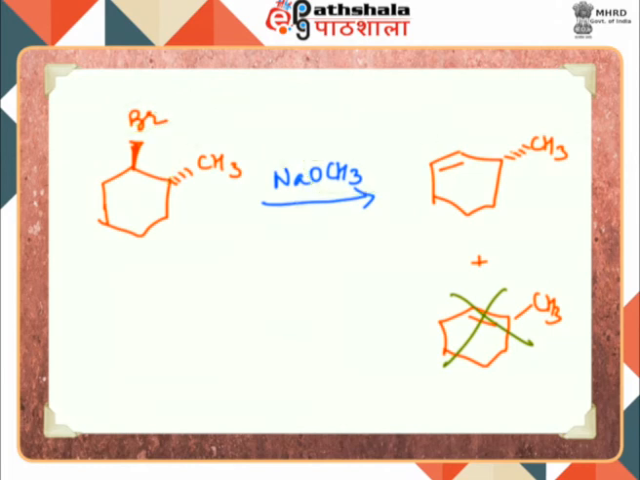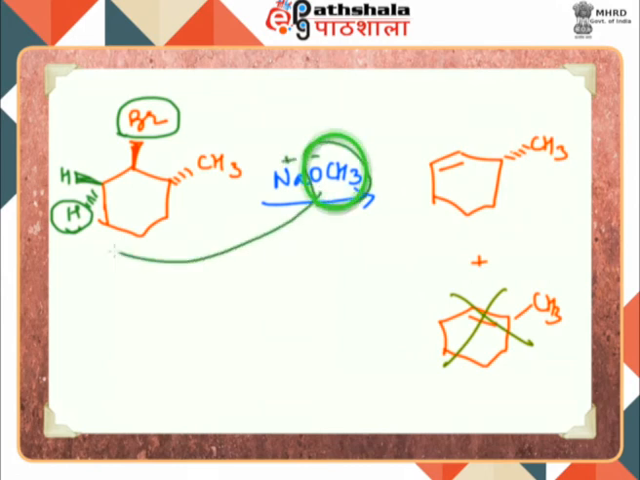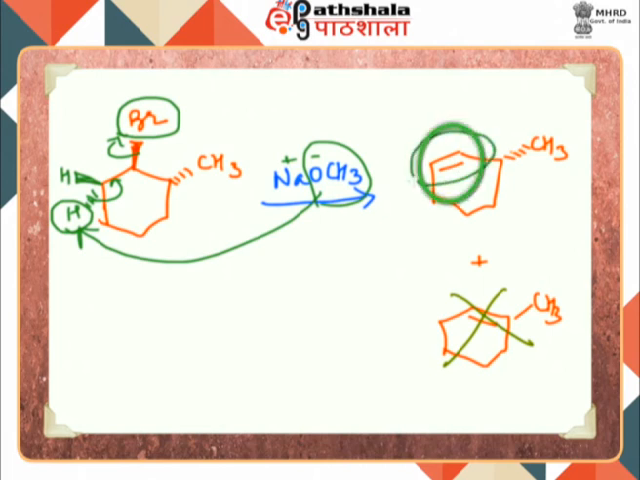On the other hand, if you look at the hydrogens here, we have this particular hydrogen which is anti or trans to this Br, and this OCH3 minus is going to abstract this, and as a result it will lead to the elimination, giving you a double bond at this particular position. And because there is no anti hydrogen at this position, this product is not formed at all.